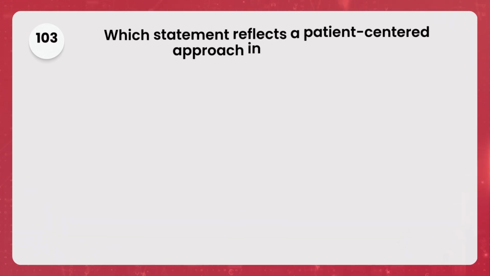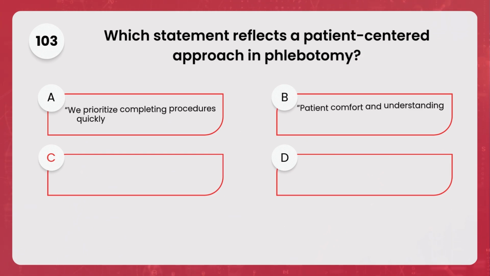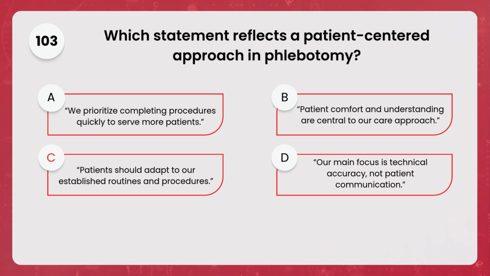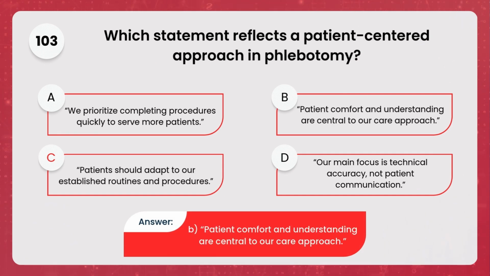Number 103. Which statement reflects a patient-centered approach in phlebotomy? A. We prioritize completing procedures quickly to serve more patients. B. Patient comfort and understanding are central to our care approach. C. Patients should adapt to our established routines and procedures. Or D. Our main focus is technical accuracy, not patient communication. The answer is B. Patient comfort and understanding are central to our care approach.